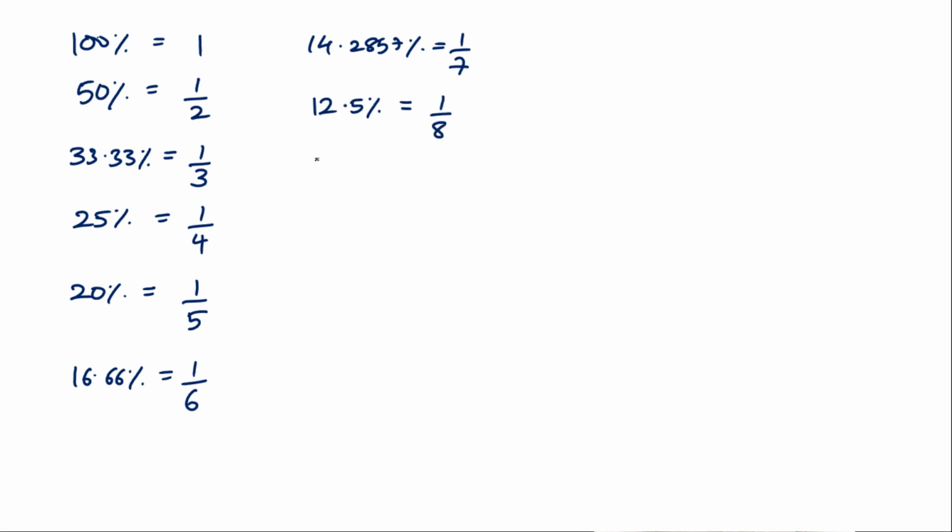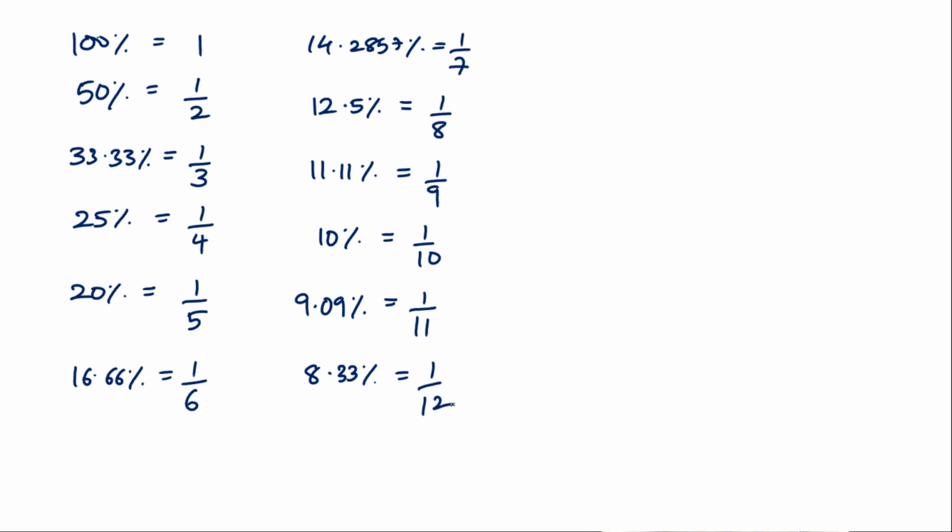We have, let's say, 11.11%, which is 1 by 9. We have 10%, which is 1 by 10. Next one is 9.09%, which is 1 by 11. And then let's say we have 8.33%, which is 1 by 12.